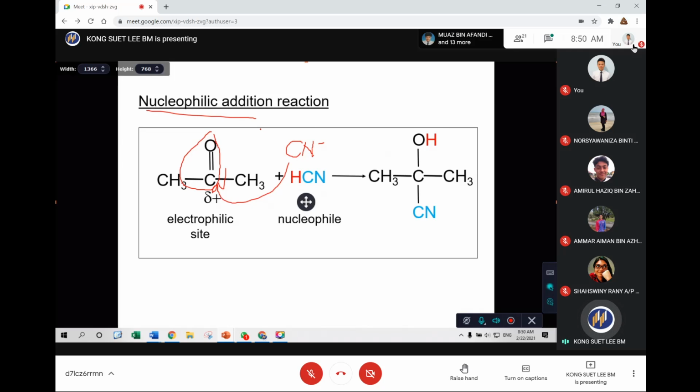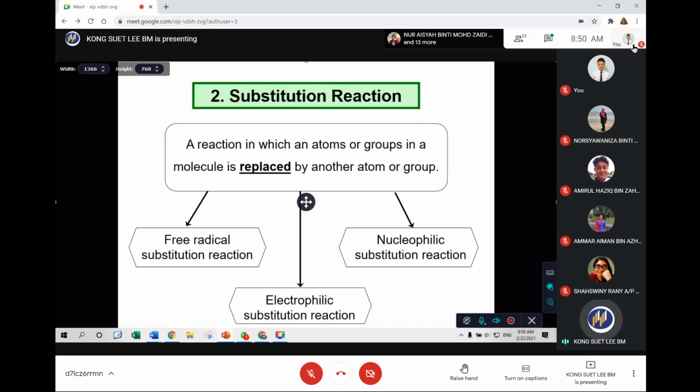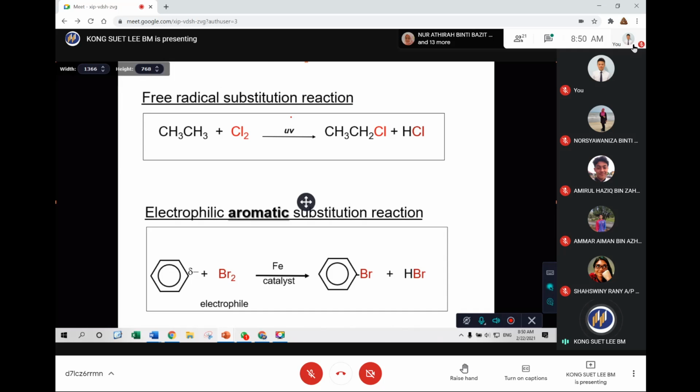Jadi Madam akan galakkan you identify the site. Kalau you dapat identify the site, automatically you tahu partner dia ialah nucleophile ke electrophile. Jadi memberi nama berdasarkan partner dia. Partner yang masukkan atau partner yang tukar ganti. Okay, so substitution is same concept. As I say just now, if there is a UV, free radical substitution.